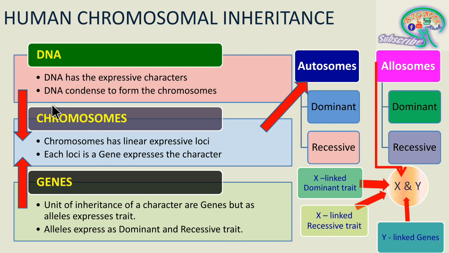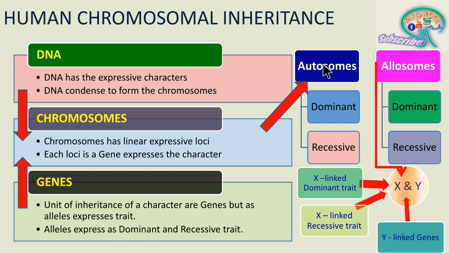Now the DNA in the form of genes is present on the chromosomes. You can see two arrow marks indicating the chromosomes. The chromosome has linear expressive loci, and each locus is a gene which expresses a character. These chromosomes carry genes in the form of alleles, either the dominant or the recessive form, and they are present either on the autosomes or on the allosomes.